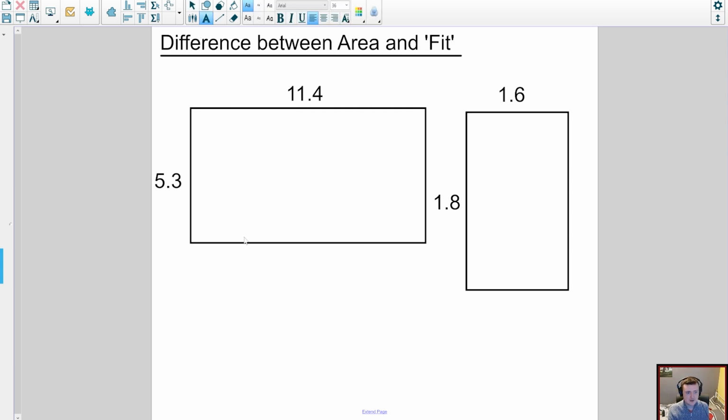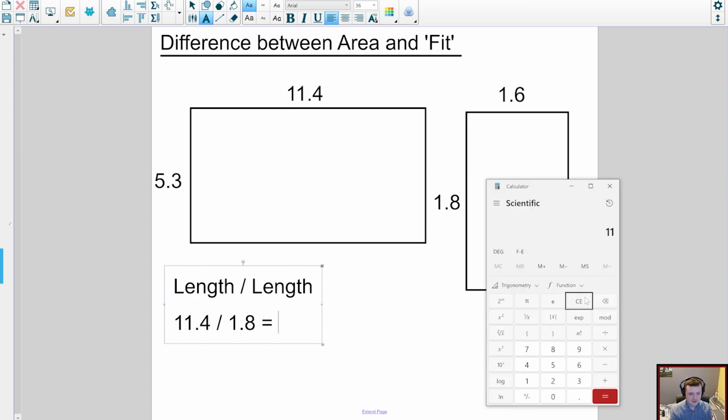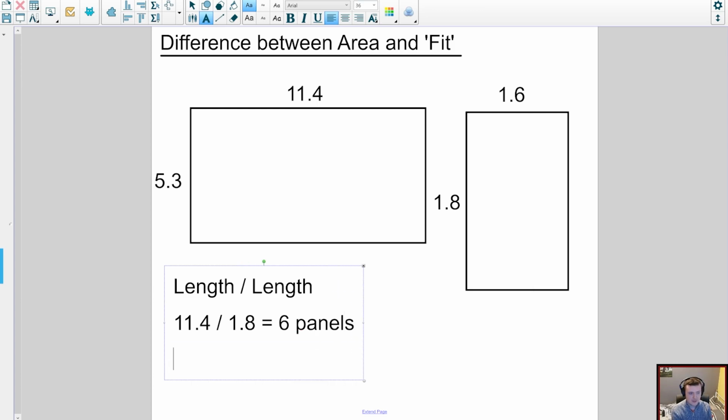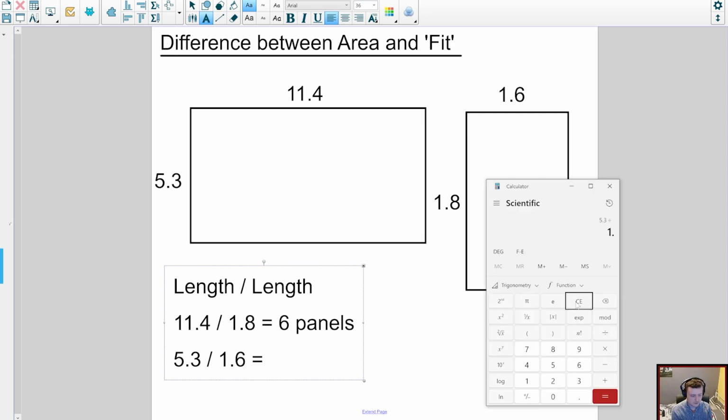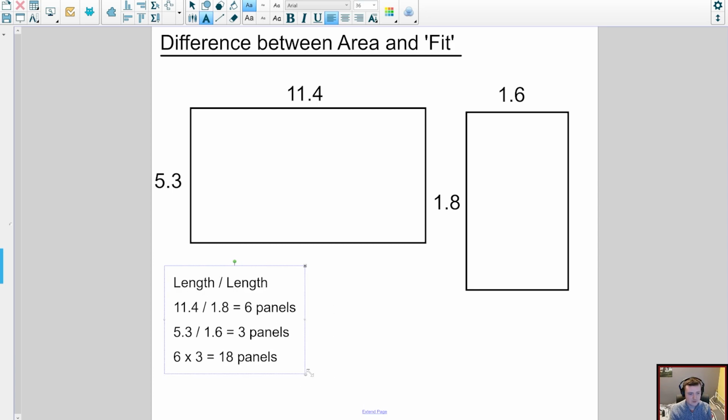Okay, so firstly, I'm going to do my length divided by length because that's what I'm used to doing. So in this case, it would be 11.4 is the longest one, divided by 1.8, which is the longest one. I'm going to take my calculator, do 11.4 divided by 1.8, and I'm going to get 6.333, or 6 panels. Then I'm going to do my width divided by my width. So 5.3 divided by 1.6 is going to be 3.3125, or 3 panels. And so in total, I've got 6 times 3 is 18 panels that will fit in the space. Okay, that's one of my marks for working out here. If it's a 4-mark question, this might be worth 2 marks.